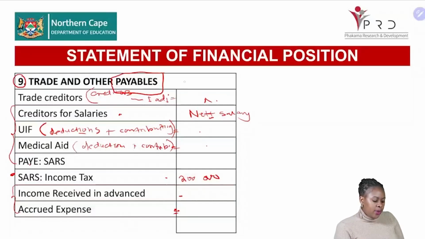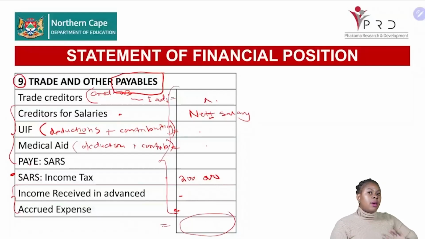Then you are going to add all the components involved here for you to be able to calculate the balance of your trade and other payables. All right. So same thing that I said with the trade and other receivables. The examiner can ask it as a separate note, or the examiner can just ask this question within your statement of financial position, and you need to show your workings in the face of the financial position. All right. So it means that you need to open your bracket, write trade debtors.